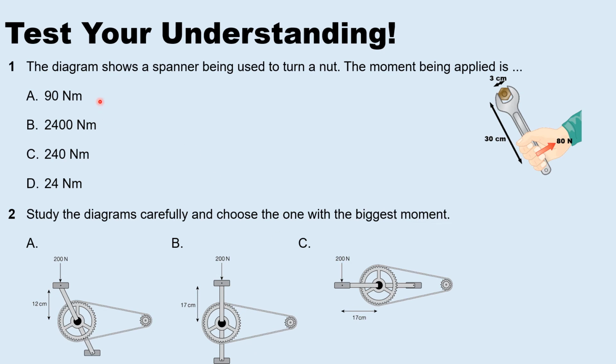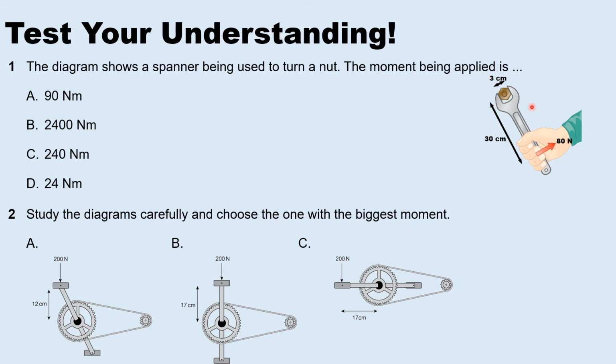So, quick test of your understanding. This diagram shows a spanner being used to turn a nut. And the moment being applied is, so you choose from these, A 90, B 2400, C 240, or D 24. So remember you do your force times distance to figure out the overall moment.